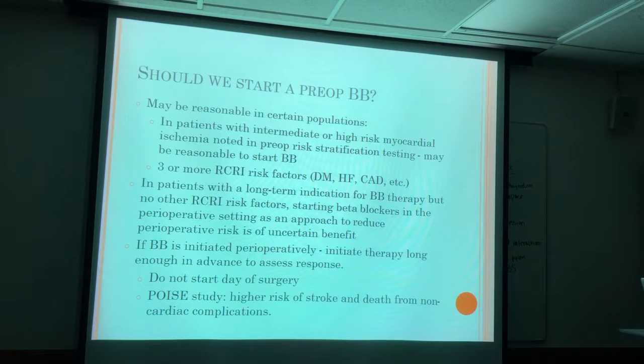Should we start a beta blocker preoperatively for these patients? In certain populations, it is reasonable. Intermediate or high-risk patients can have a beta blocker started. These are patients who have more than 3 RCRI risk factors. However, do not start it on the date of surgery, and it needs to be started with enough time to evaluate the effect on the patient, if it's an appropriate regimen for the patient. The POISE study, although flawed in its own ways, showed that patients who started a preoperative beta blocker had higher risk of stroke and death.